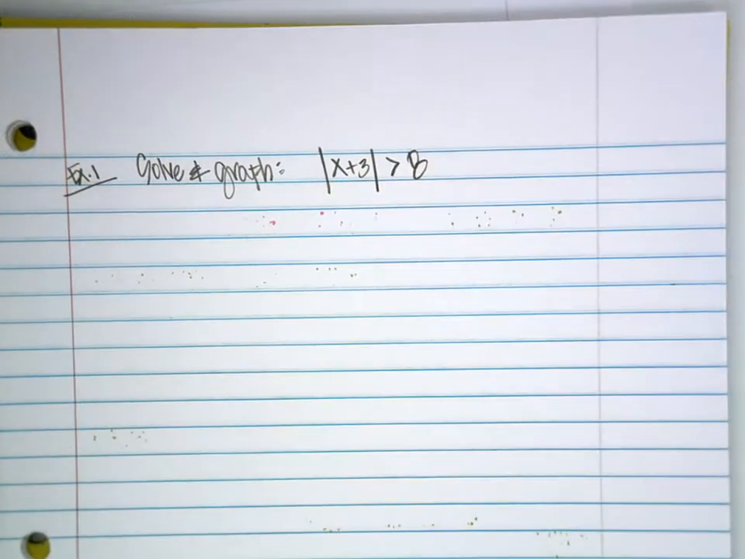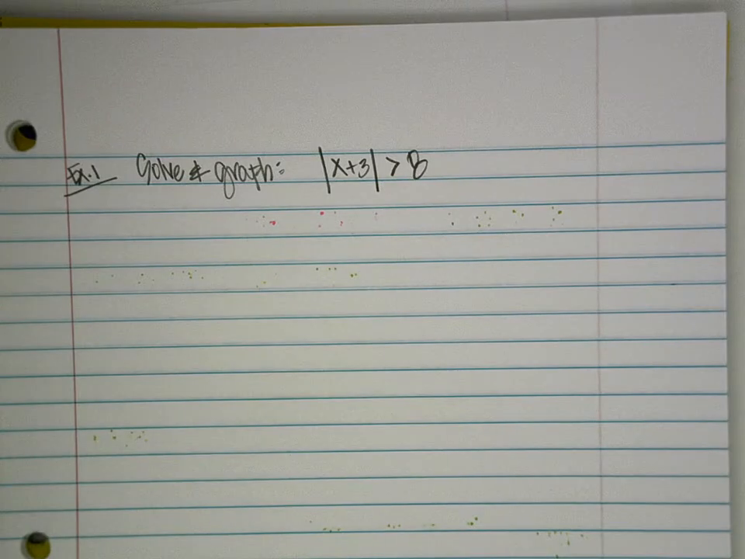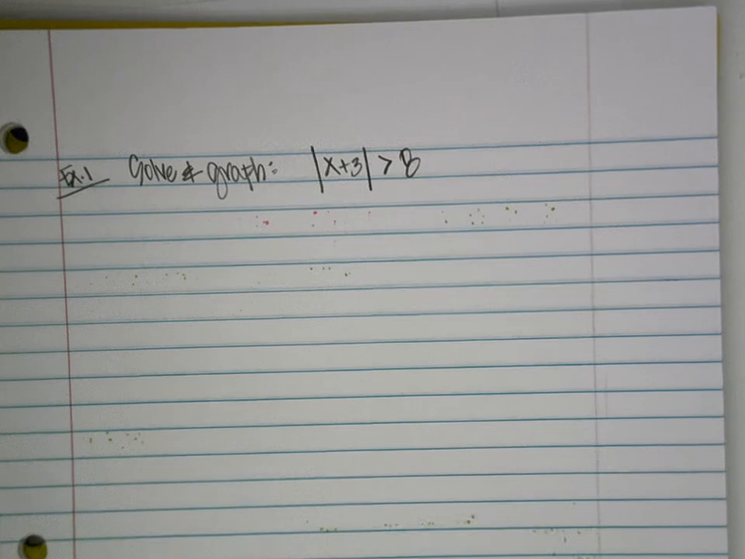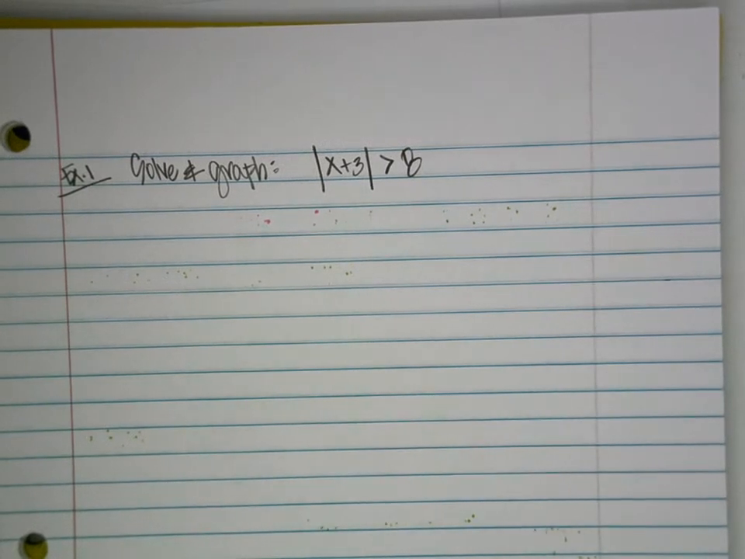The absolute value of x plus 3 is greater than 8. So the key thing that we need to remember here is, what does this turn into? Is this going to turn into a sandwich graph, or a sandwich equation, or is this going to turn into two separate equations?